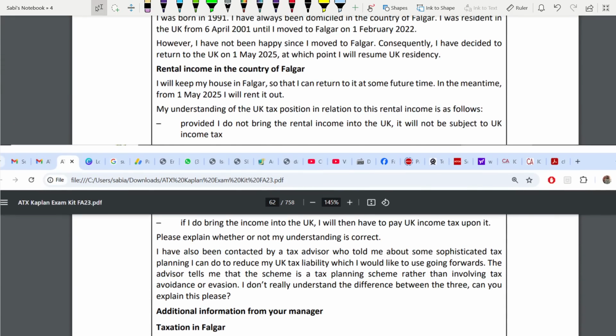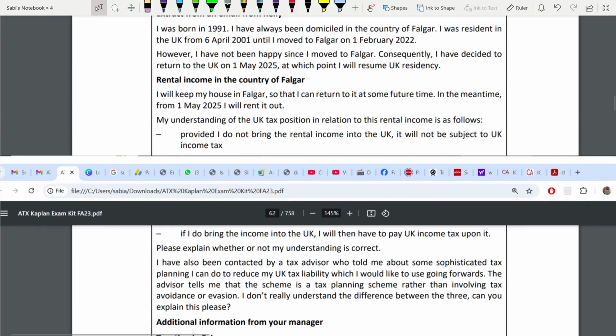Now, here's a house in Fulgur. He is thinking that for him to be charged UK income tax, he has to bring the rental income to the UK. If he does not bring the rental income to the UK, he will not be charged UK income tax. That is his understanding. So now you have to see whether it's correct or not.